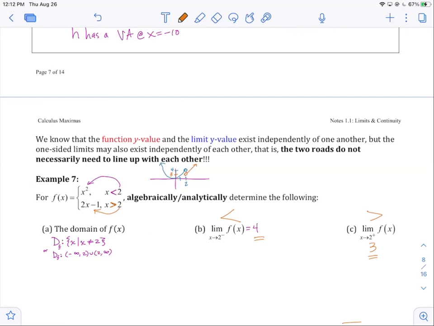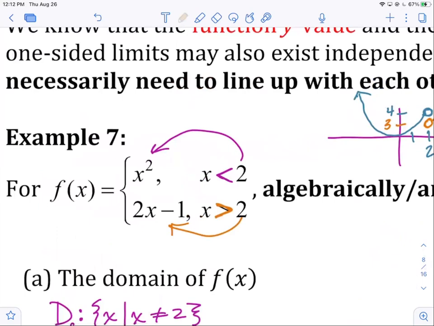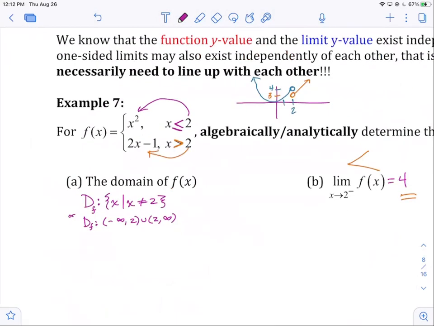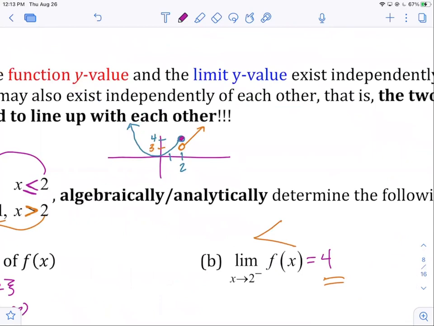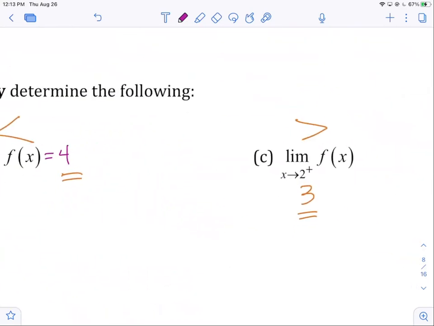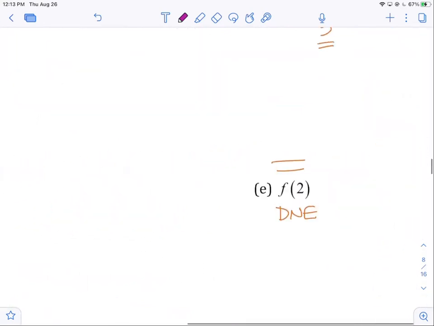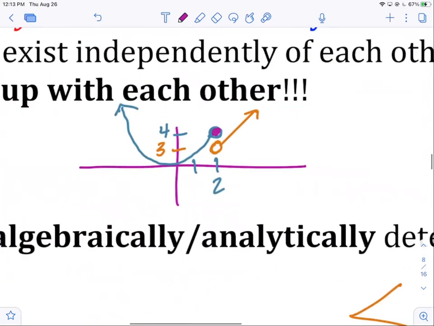But if I had thrown an equal sign into this top one, let's say the top one was less than or equal to instead of just less than, it would certainly change the domain, right? The domain would now be all real numbers, but it wouldn't change the limit from the left, even though this would be filled in. It wouldn't change the limit from the right. It would change the function value though, right? The function value would now be 4. It would be the same as the limit from the left.